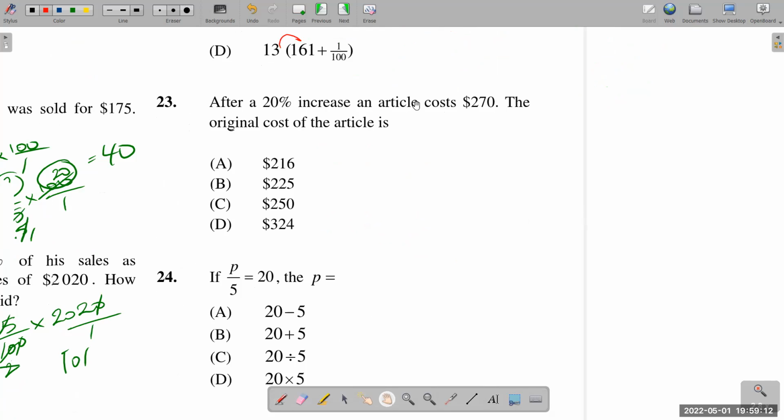A 20% increase on the article, the original cost of the article is, we know that. After a 20% increase on an article, this is the cost of it. So what percentage does this represent? 270 represents what percent? In 120%.